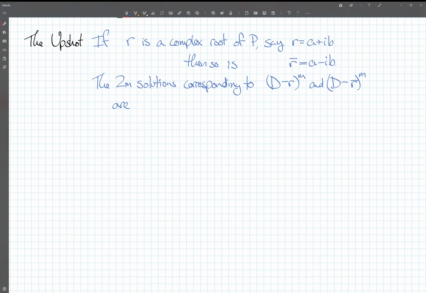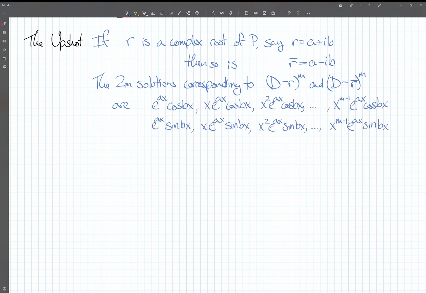And what we're going to do is pair them up and get cancellations of the imaginary parts, and then we're going to subtract them to get cancellations of the real parts. And at the end of the day, what you get is this. So you see that we still get this sine and cosine playing off each other. And then again, we get x, x squared, etc., all the way up to x to the m minus 1. If you count those, there's 2m of them. Great. Let's apply that in an example.